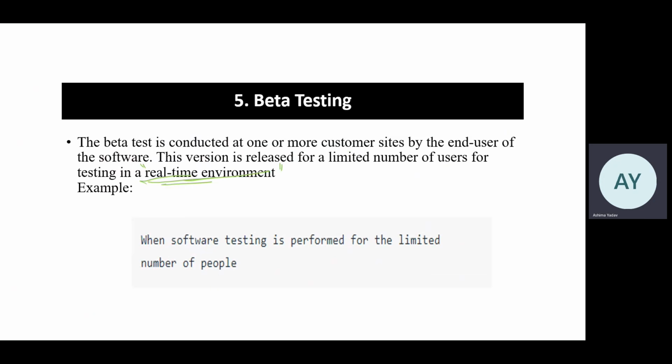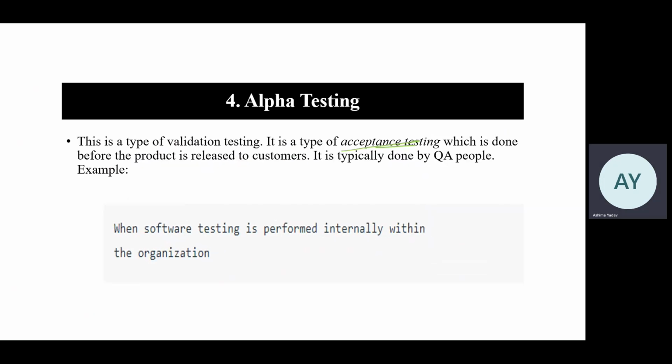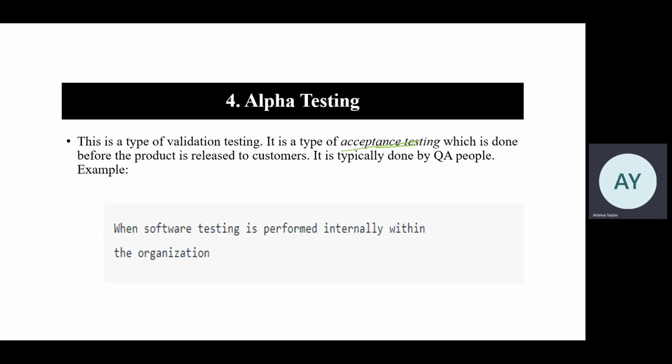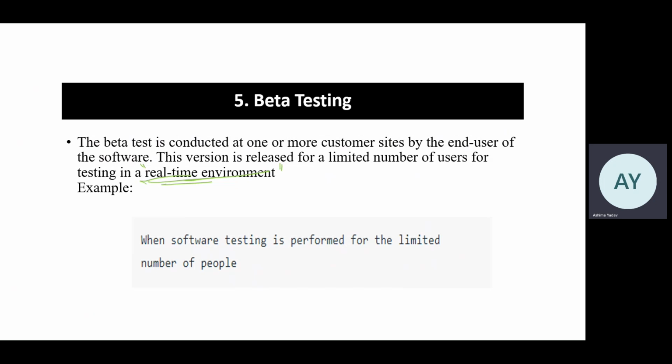So these two are different variants. Students generally get confused between alpha testing and beta testing. This one is under the supervision of the QA people, and the second one is where the software is run in the real time environment.